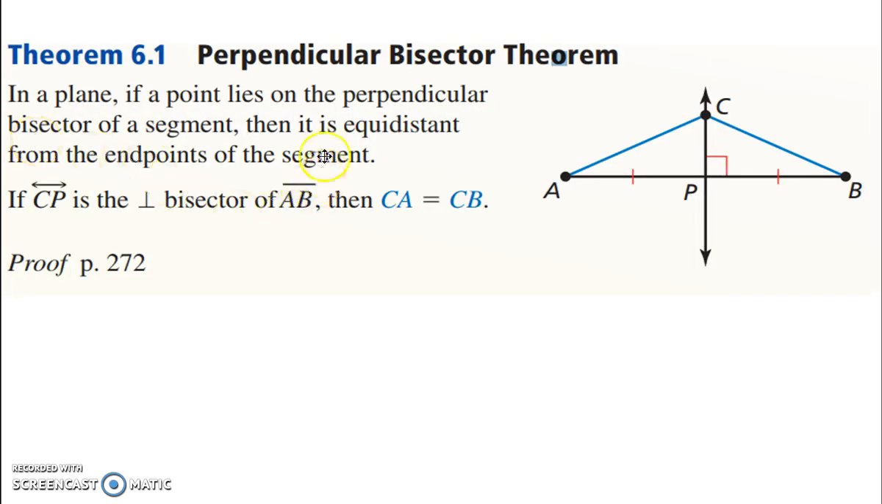Now, theorem 6.1 is the perpendicular bisector theorem. In a plane, if a point lies on the perpendicular bisector of a segment, then it is equidistant from the endpoints of that segment. So C is equidistant, the same distance, from A and B.